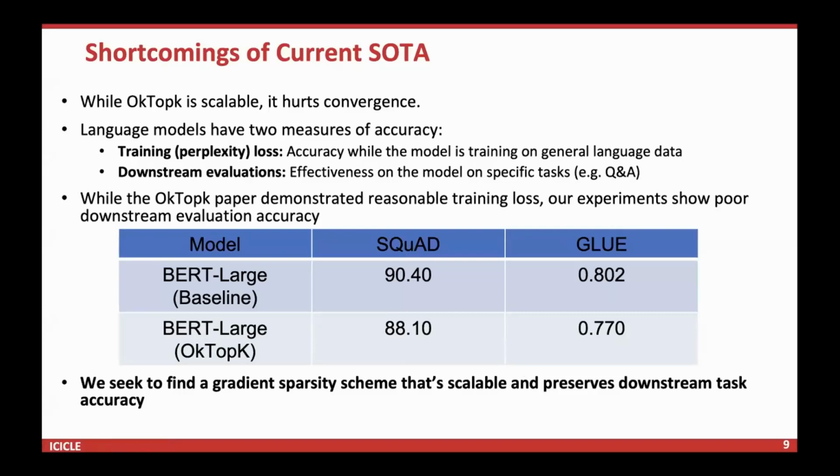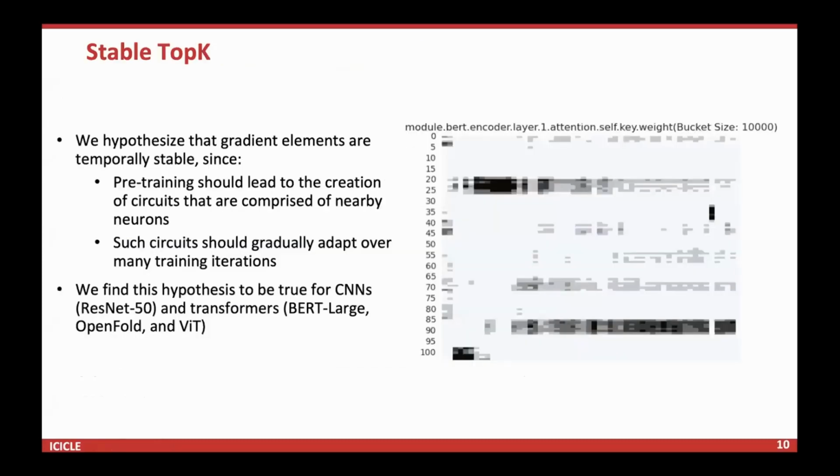We seek to find a gradient sparsity strategy that is scalable and also preserves the downstream task performance. We don't want to lose model performance. So what we have been observing by looking at the gradients of BERT is this: we hypothesize that gradient elements are temporally stable, because pre-training should lead to the creation of circuits that are comprised of nearby neurons, and such circuits should gradually adapt over many training iterations. Which means as training proceeds, the gradients are more fine-tuned rather than significantly changed, including their magnitudes and also their positions in the tensor.